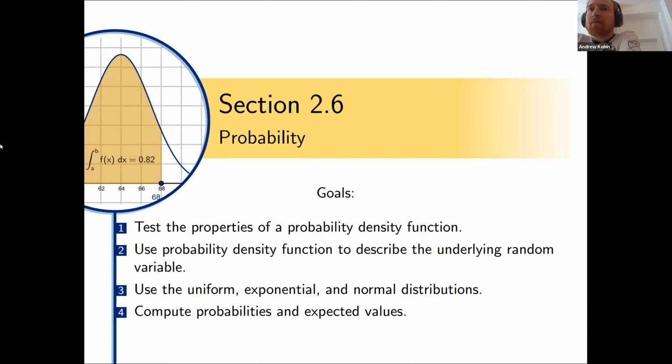Welcome to the lecture video for section 2.6 in the textbook. And this is where we start talking about probability. So I'm excited to do this video with you. It's the first real application that we'll see in this class, and it's an important one.